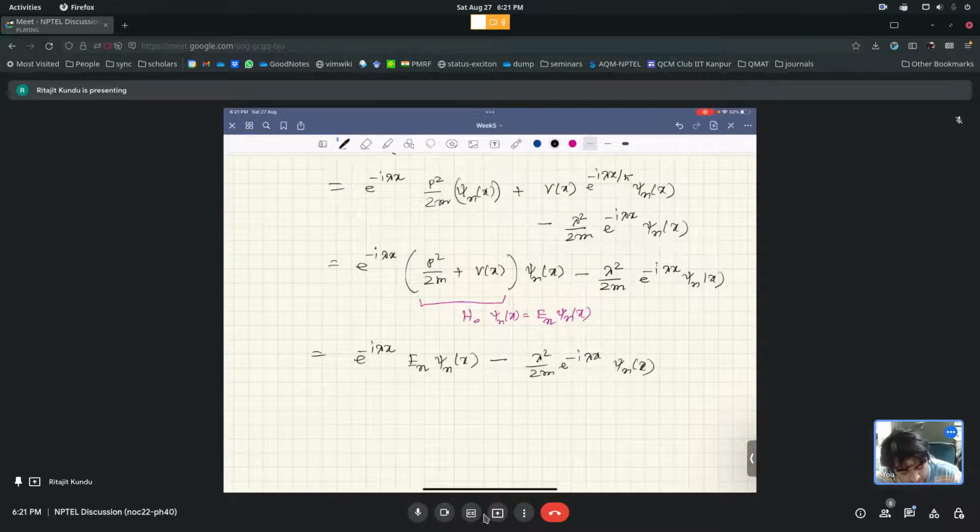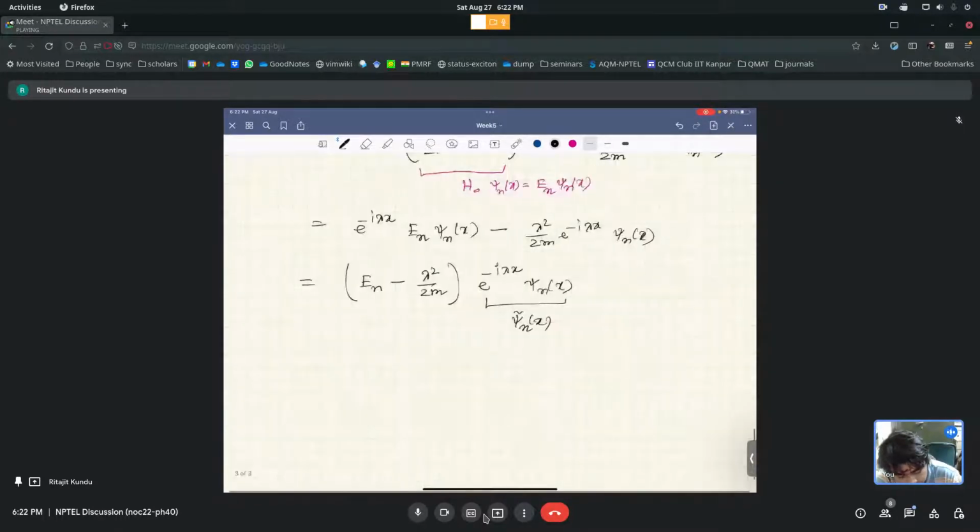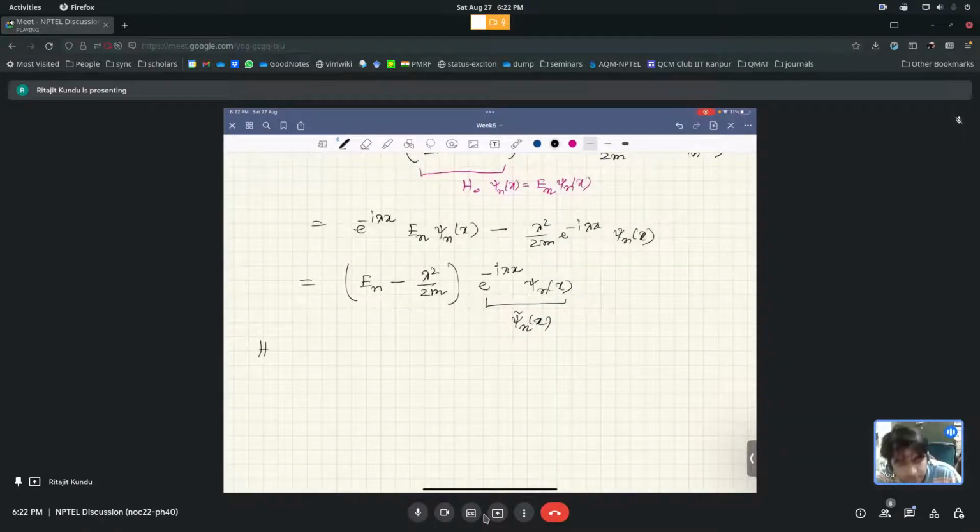If you collect all of these things, it becomes E n minus lambda square by 2m, and then you can just take the phases out because there are no operators anymore. All of these are either numbers or functions, and then you are left with psi n of x. This is the thing that I was calling before psi n tilde of x. So now let's see what we started from. We started from our total Hamiltonian, which is the perturbed Hamiltonian, and we acted on psi n tilde.